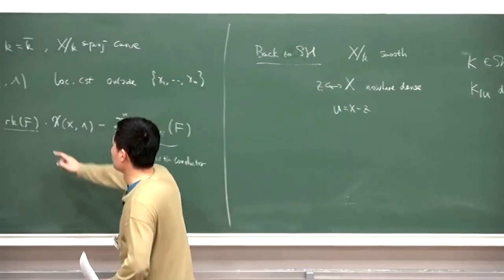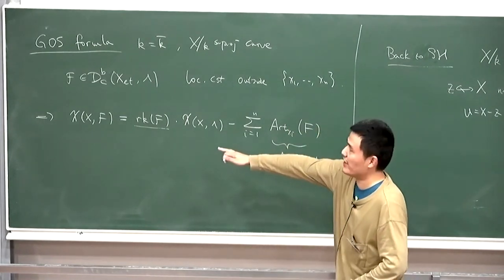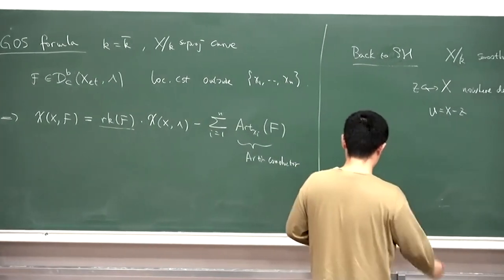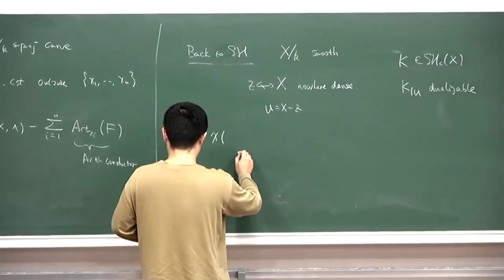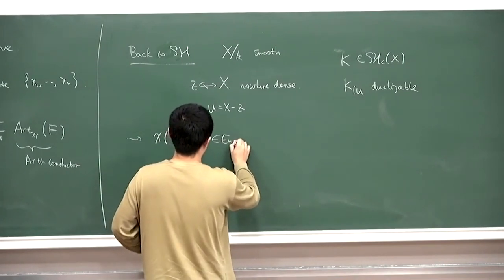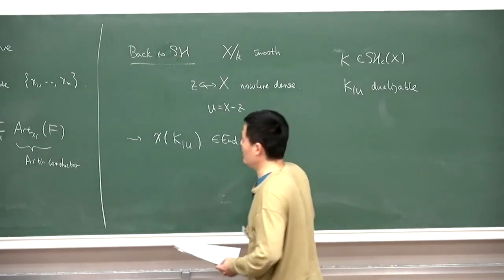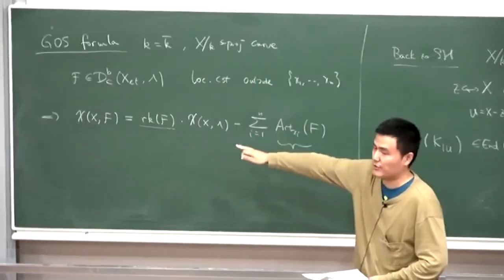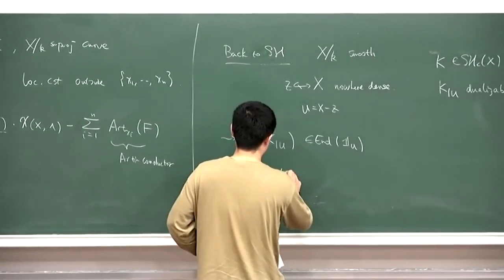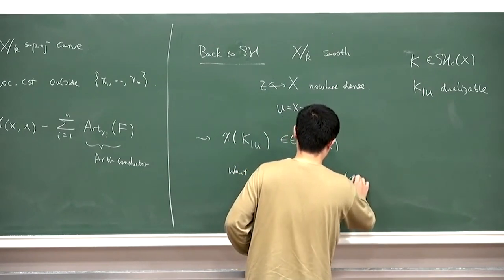So we start with the rank. The rank is actually the categorical trace of F, because F is dualizable on U. So if we do the same construction here, we should get the Euler characteristic of K restricted to U. This is an endomorphism of the unit of U, which isn't that good, because here we would like a unit on X. So we want to lift to the endomorphism ring of the unit of X.